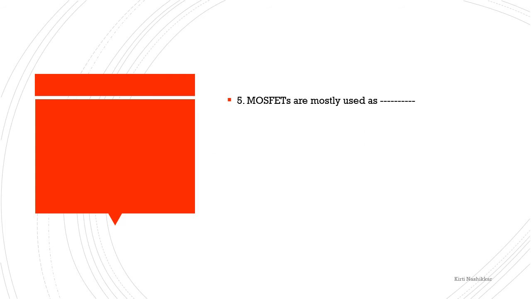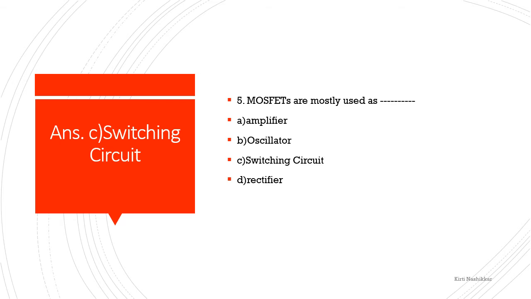MOSFETs are mostly used as switching circuits. This is the circuit diagram for a MOSFET working like a switch. When current is flowing through the circuit, we can say it is in the on state, and when current is not flowing, the MOSFET is in the off state.